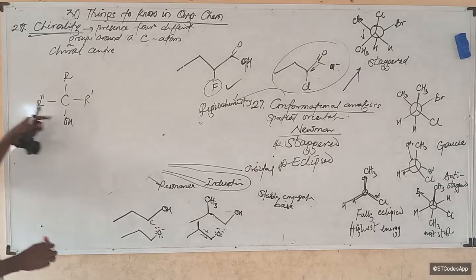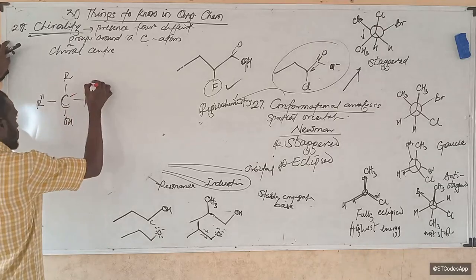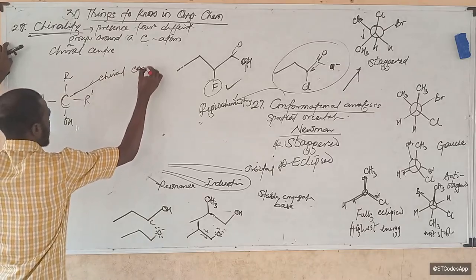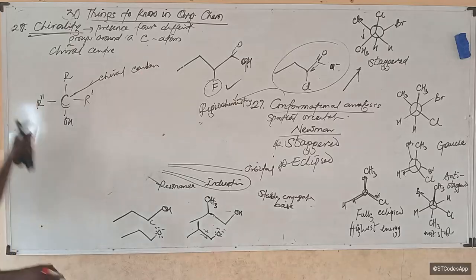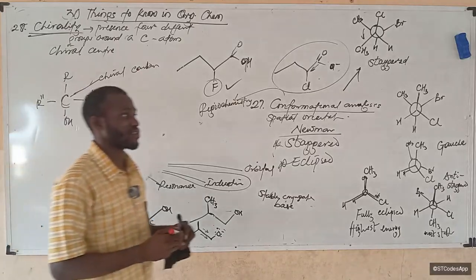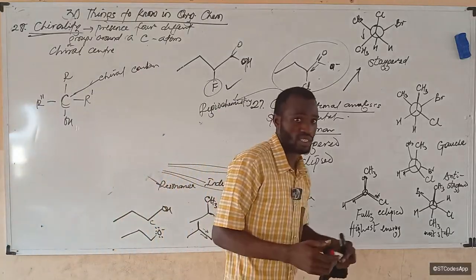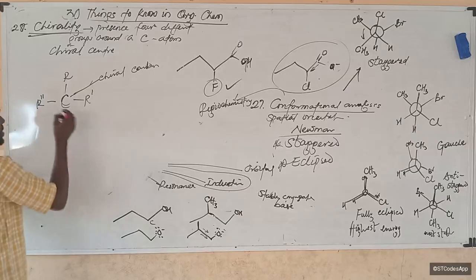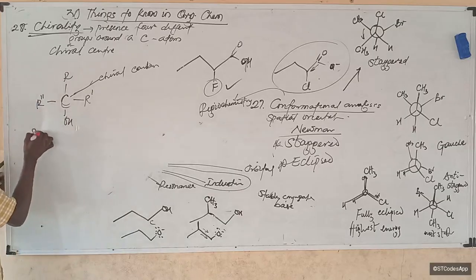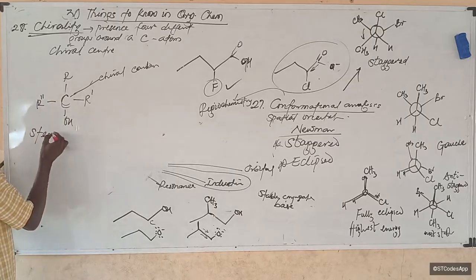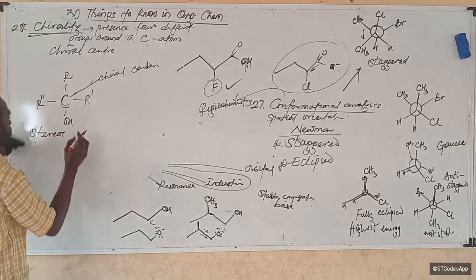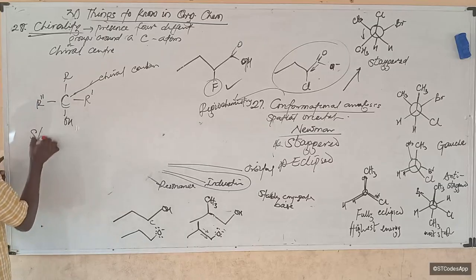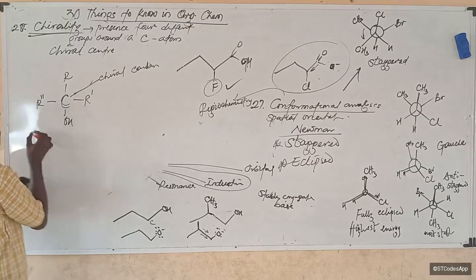So look at this. This carbon here is said to be chiral. This is said to be the chiral center, or the chiral carbon. Now what is the significance of this? Its significance is that it influences the stereochemistry of this molecule. And what's the stereochemistry? It's going to impact what is called optical isomerism.